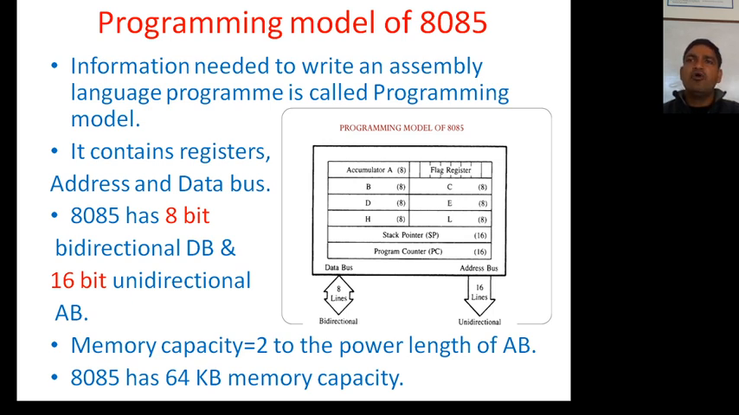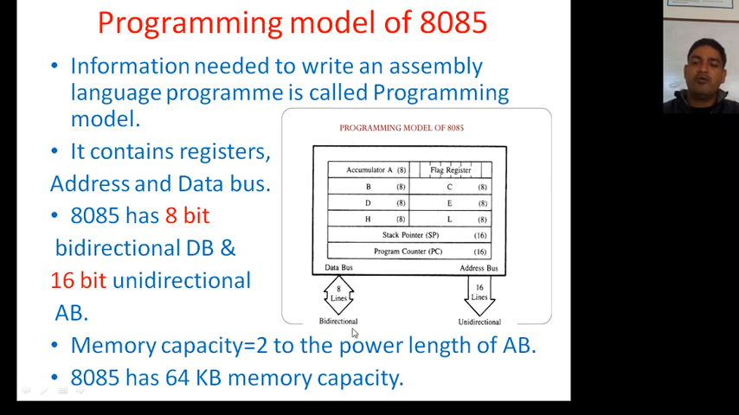Suppose the length of the address bus is 20 bit, then what will be the memory capacity? You can determine it easily by this formula, 2 to the power 20, which equals 1 MB, and this is the memory capacity of the 8086 microprocessor. Now we will see there are different types of registers and different functions.